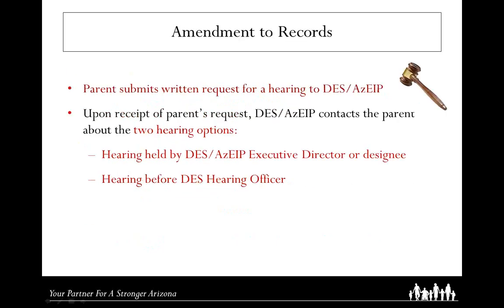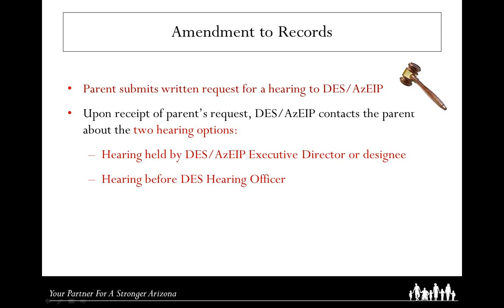If the parent disagrees with the EIP's or the agency's decision not to amend their child's record, the parent may submit a written request for a hearing to DES AZIP within 30 calendar days from the date of the agency's letter of denial, unless an exception is granted by DES AZIP.